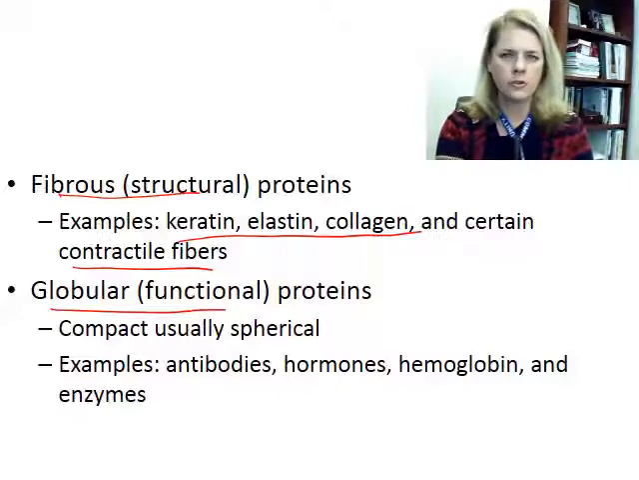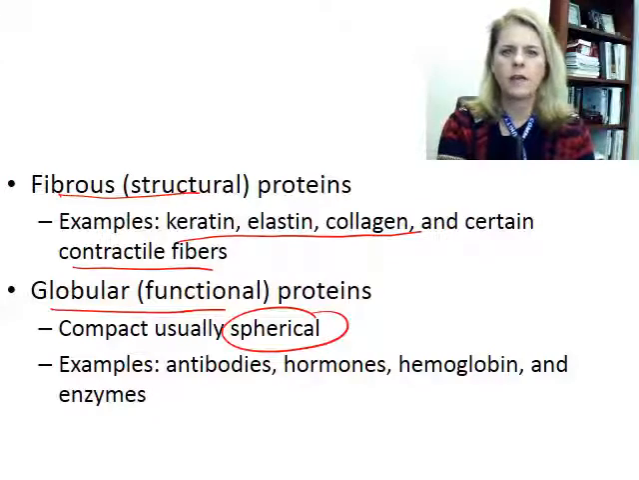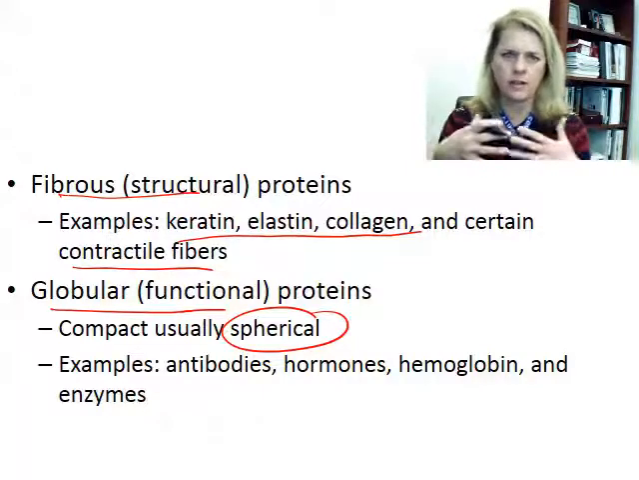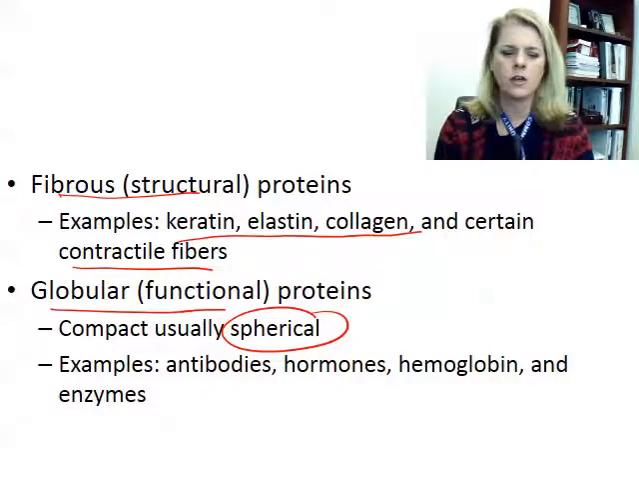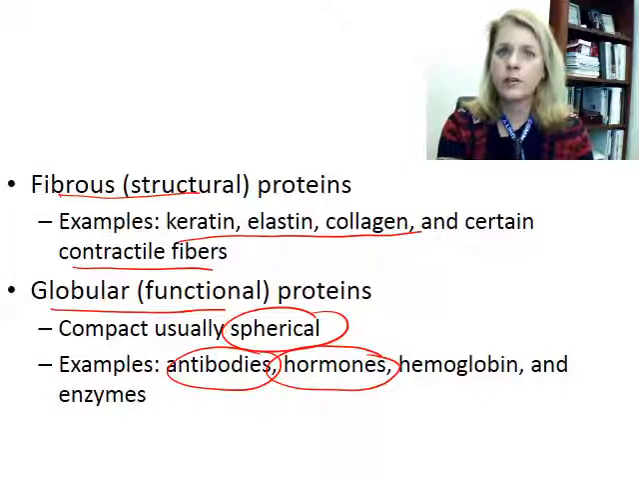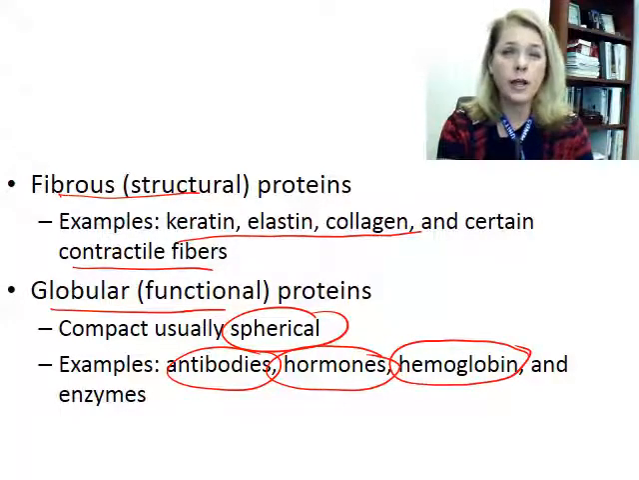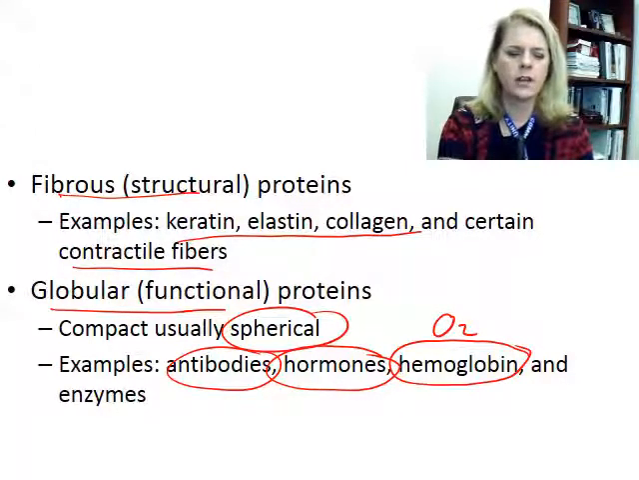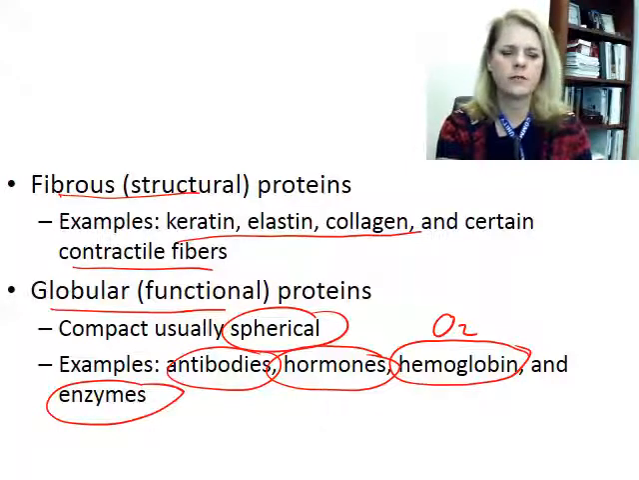And then you have functional proteins, and these are going to be round. Globular, globe means round. And these are going to be molecules, proteins that can go out and do things. They're not necessarily going to have to just stay in one place and be structural. So for example, you have antibodies, and these are part of your immune system, and we'll talk about that later. You have hormones, which are part of your endocrine system. Hemoglobin, this is going to be part of your cardiovascular system, your blood. And hemoglobin is what actually carries oxygen in your body. And then you're going to have enzymes. So all these are examples of these functional proteins.